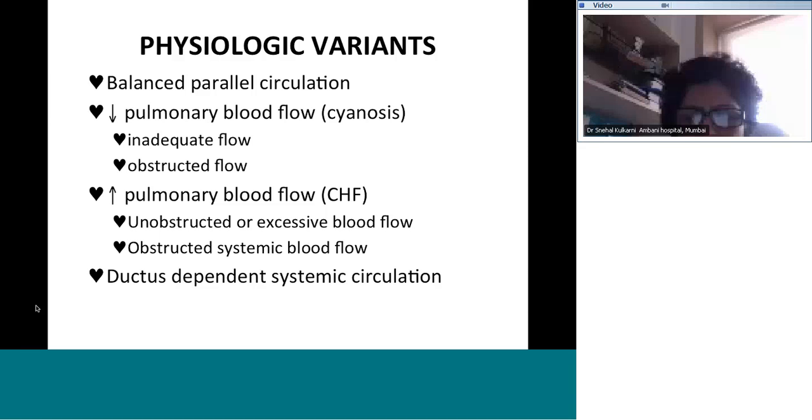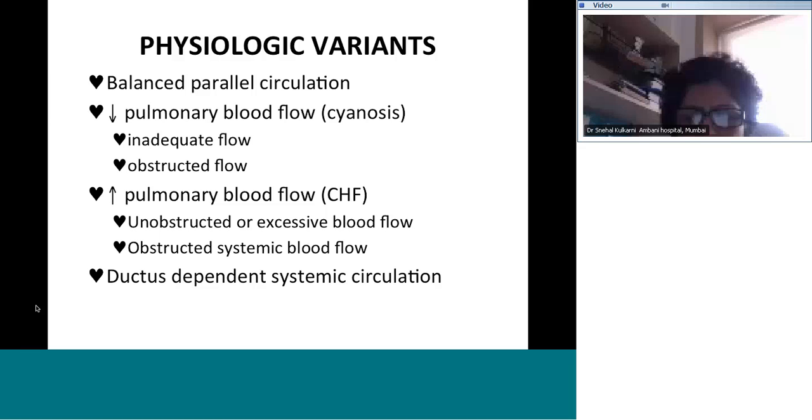In obstructed systemic blood flow also you have some varieties when you have double inlet ventricles with significantly obstructed bulboventricular foramen. So you have obstructed systemic blood flow in that particular situation also. So as far as the physiologic variants in single ventricular or univentricular heart, as I said, one is a balanced parallel circulation.